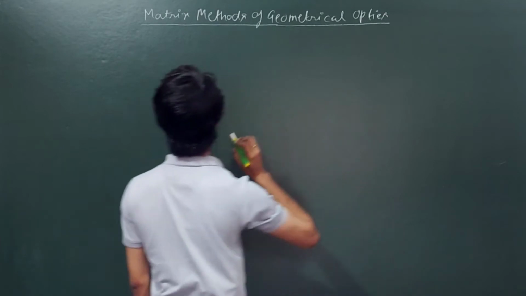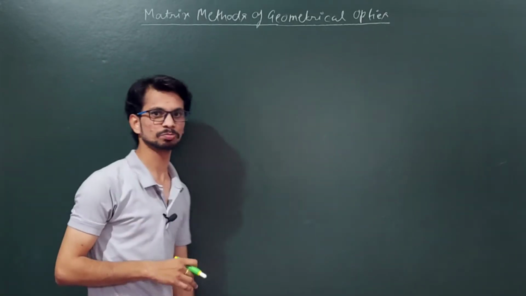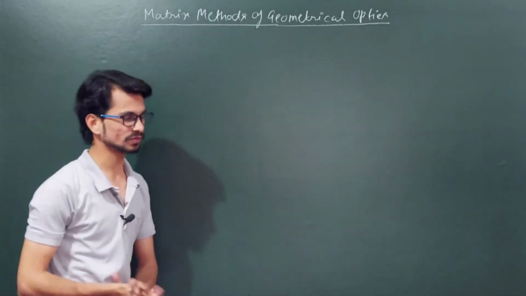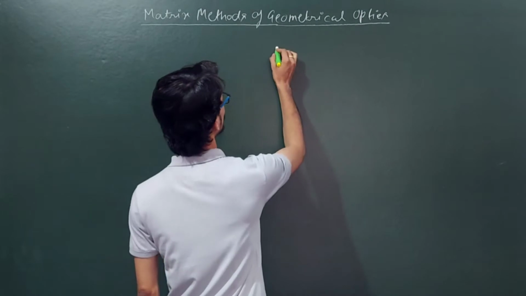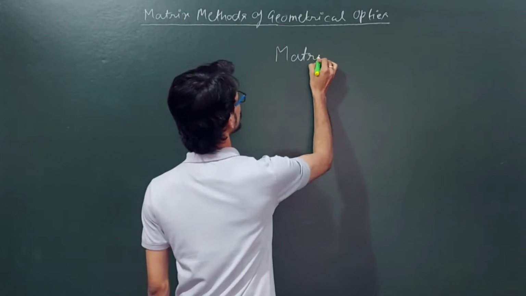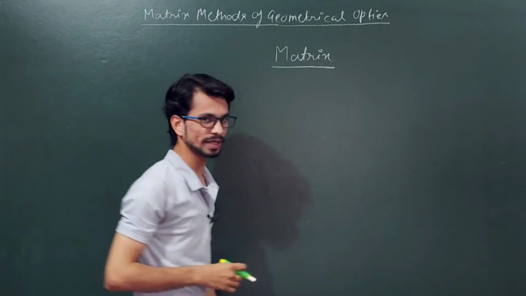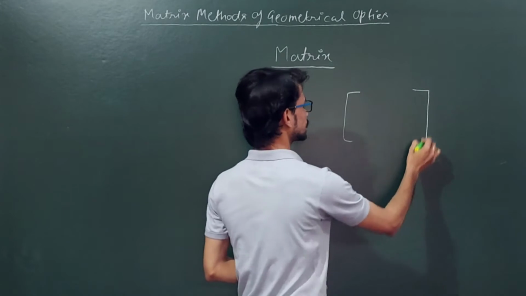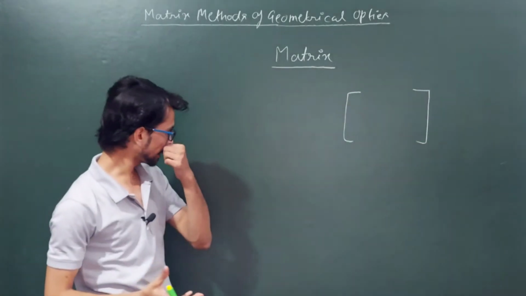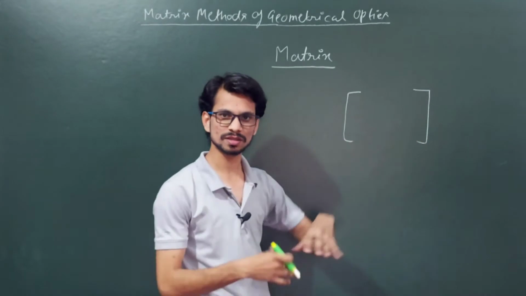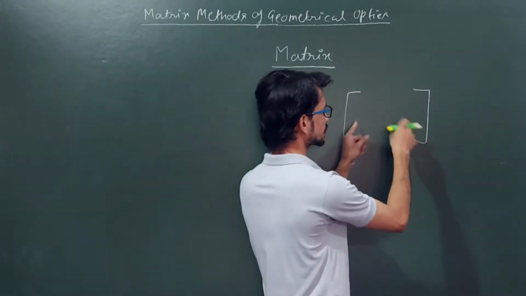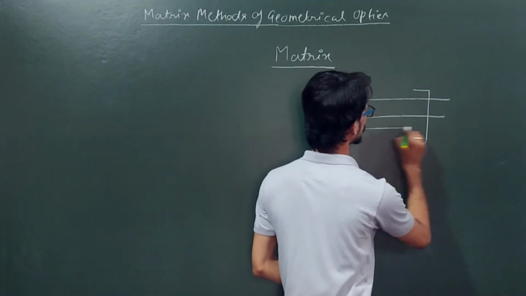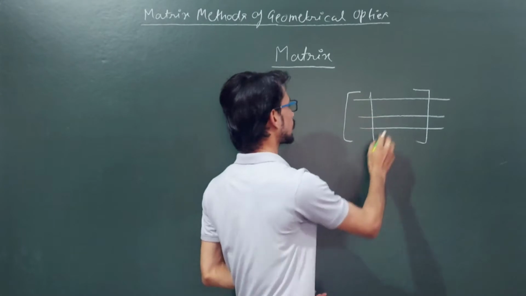You have first studied about the matrix in your 12th class. What exactly is the meaning of matrix? So let us first take a general look at the matrix. As you know very well, a matrix is nothing but a rectangular array in which there are some number of rows and some number of columns. Let's say this is a rectangular array having some numbers in the form of rows, and some columns.